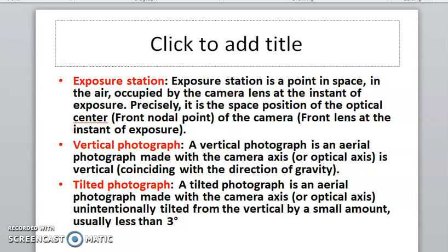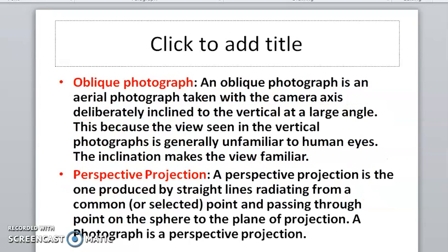Tilted photograph is an aerial photograph made with the camera axis unintentionally tilted from the vertical by a small amount, usually less than 3 degrees. Oblique photograph is an aerial photograph taken with the camera axis deliberately inclined to the vertical at a large angle. This is because the view seen in a vertical photograph is generally unfamiliar to human eyes. The inclination makes the view familiar.